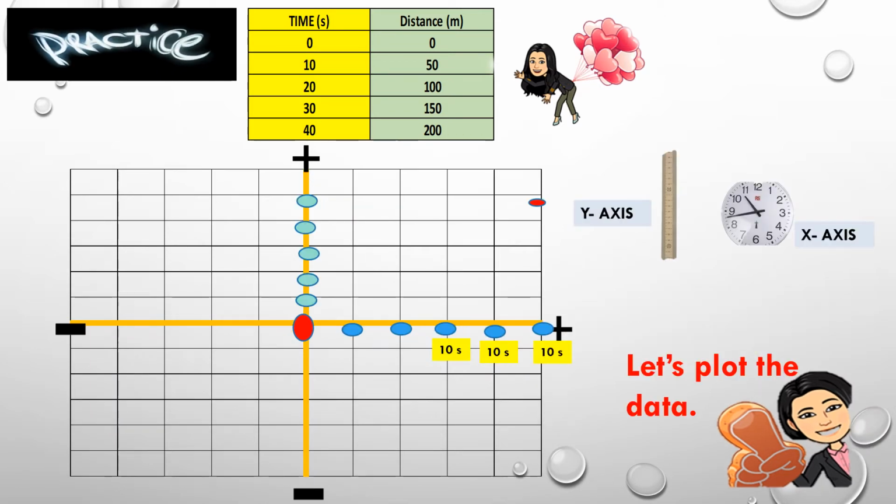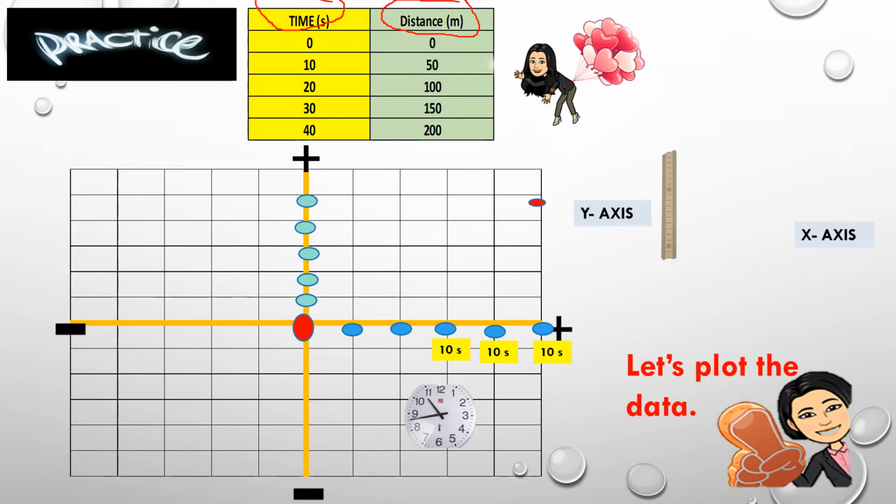Now, let's plot the data. Ano nga ulit ang x natin? Is it the distance or the time? It is time. Very good. So, since alam natin itong part na yan ay si time, since lahat yan ay positive, dito tayo mag-plot ng dot. Since si time is positive, let's plot. So, 0, of course, dun siya sa origin. Kaya siya red. Sabihin start.